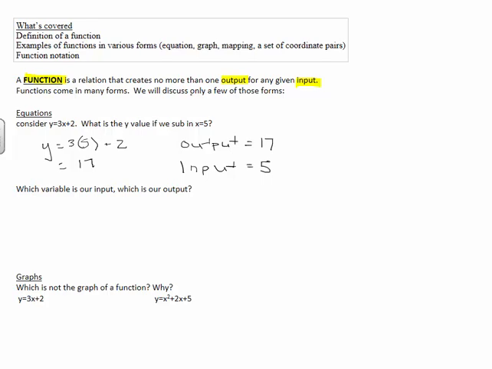It's a relation that creates no more than one output for any given input. What this means is when I substitute 5 into that equation, it's only going to give me one possible answer, not 2 or 3 like some other equations might do. So we know linear equations must be functions, because for every input, every x value you put in, you're only going to come up with one answer. So we've answered this here: which variable is our input? Our input is our x value, and our output is our y value.